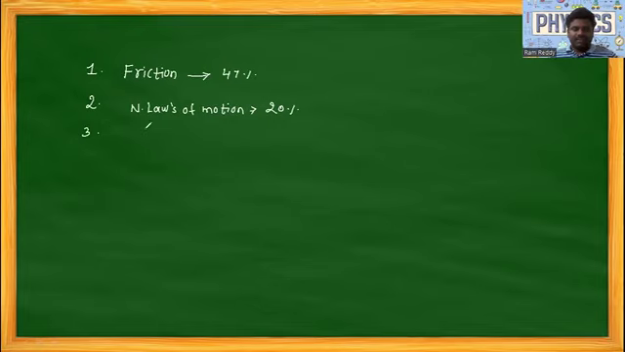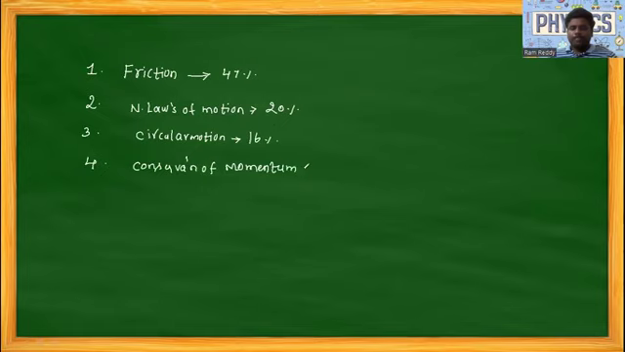The third one is circular motion, which gets 16 percent weightage. The fourth one is conservation of momentum and impulse, with approximately 12 percent weightage. Then the fifth one, equilibrium of particle, with a weightage of nearly 5 percent.